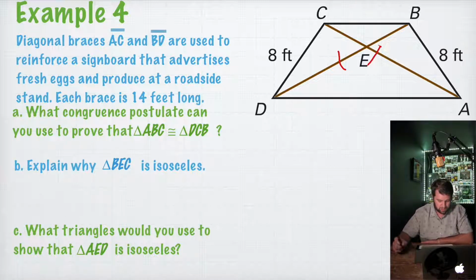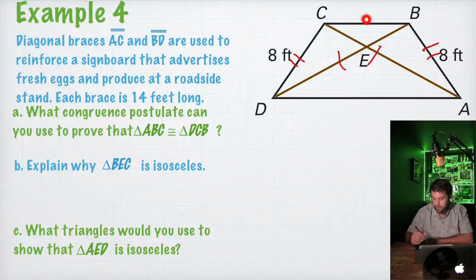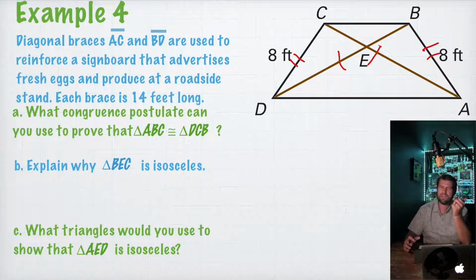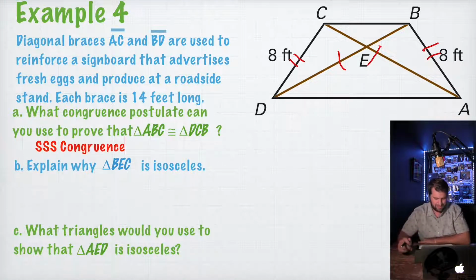What congruence postulate can you use to prove that triangle ABC is congruent to triangle DCB? So we have those two triangles. We know that these brown lines are congruent. We also know that since both of these are 8 feet, that those lines are congruent. And they share a common side right here, CB. So we could use the side-side-side congruence postulate. Ooh, earlier I said theorem. It's definitely postulate, so don't make that mistake. So side-side-side congruence postulate is what we would use.